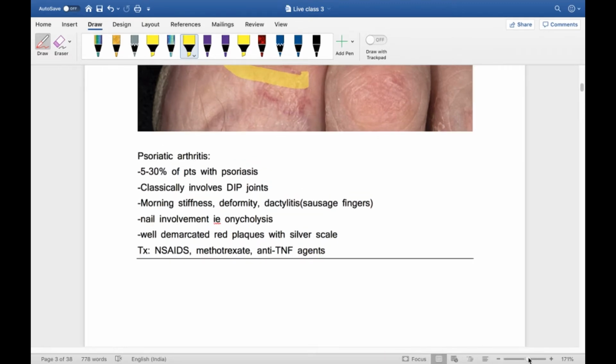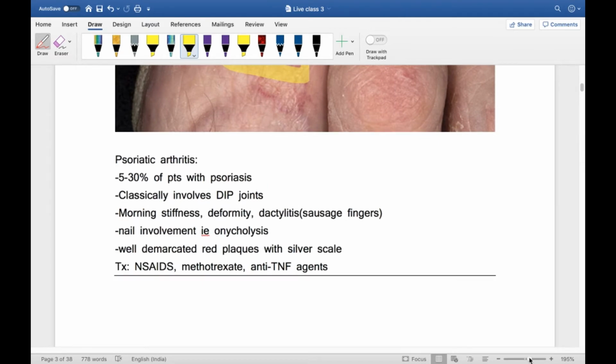So now, the 5 points about psoriatic arthritis. Let us get very clear about it, doc. Psoriatic arthritis, what percentage of cases of psoriasis have it? Only 5 to 30%, at least good news. It is the DIP joints which are involved in psoriatic arthritis. Morning stiffness, deformity, dactylitis leading to sausage fingers, nail involvement with onycholysis, a well-demarcated red plaque with a silvery scale. These are the classical features of psoriasis.